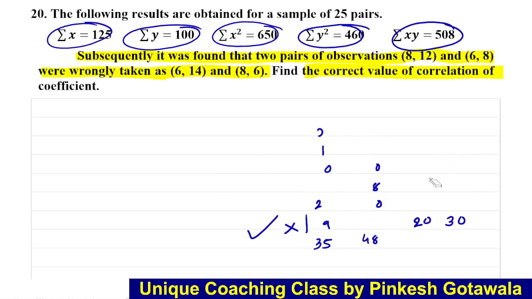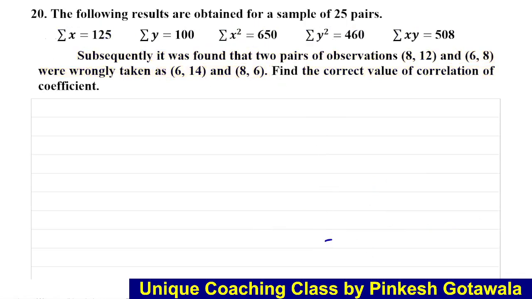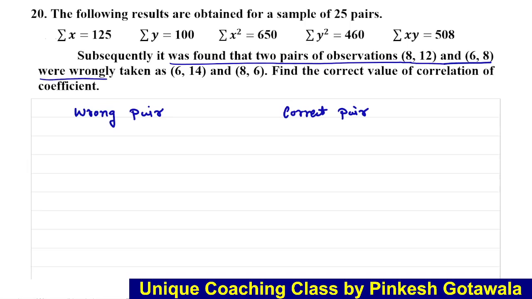So how to find out? So normally maybe many students know how to do the calculation. First of all, we have to find out here which one is the wrong pair and the correct pair. So read the question carefully. It was found that two pairs of observation 8 12 and 6 8 were wrongly taken as 6 14 and 8 6. Now which is right or wrong? So sometimes students get confused here about which is right or wrong.